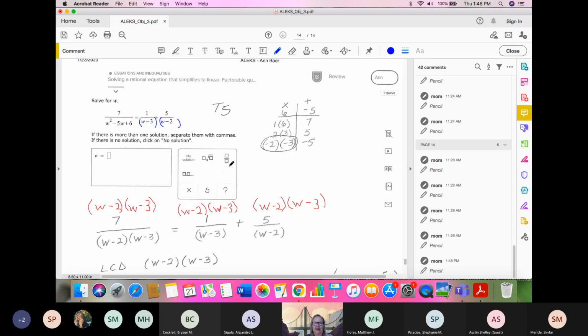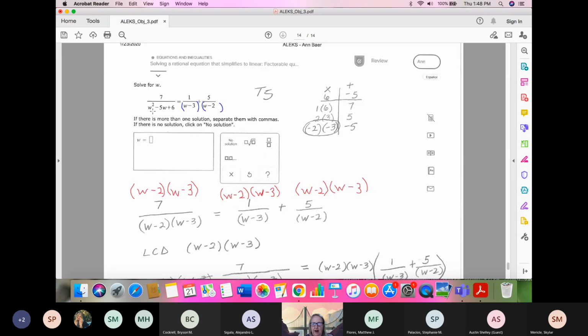And it's very likely that these two together are going to multiply to give this. So w squared, at least I would try it, minus 2w minus 3w is minus 5w. And then negative times a negative is a positive. 3 times 2 is 6. So you know how this factors, right? It factors into w minus 3 times w minus 2.